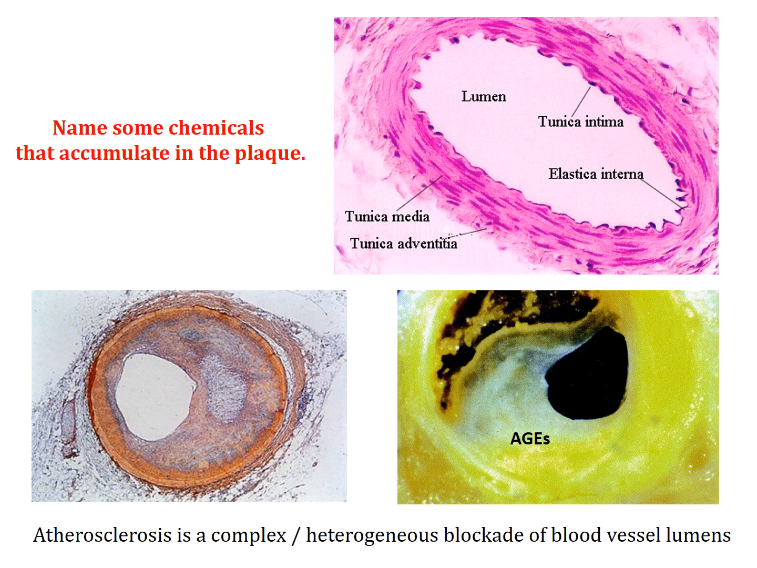Now, if you look at the two pictures at the bottom, you can see that the lumens are being occluded. What we're looking at there, in two different types of sections and two different types of staining, is the atherosclerotic plaque. The atherosclerotic plaque is in no way homogeneous. It is made up of a number of different substances which are accumulating in the wall of that blood vessel. And the more accumulation of atherosclerotic plaque, the more that blood vessel occludes.